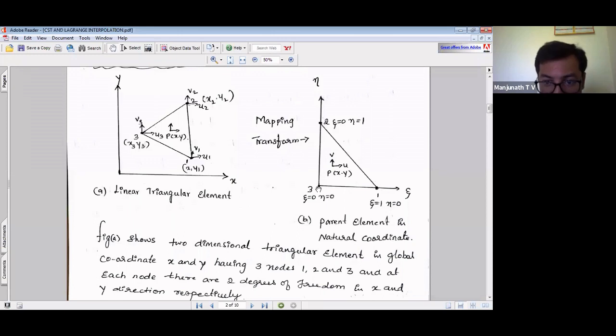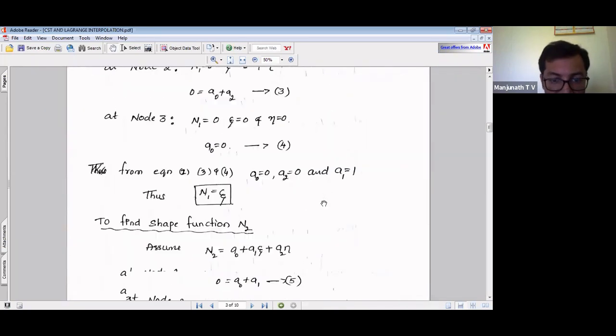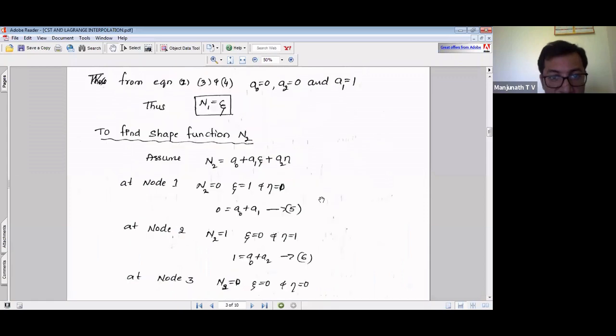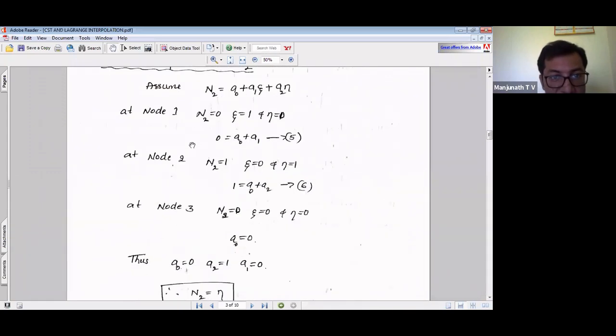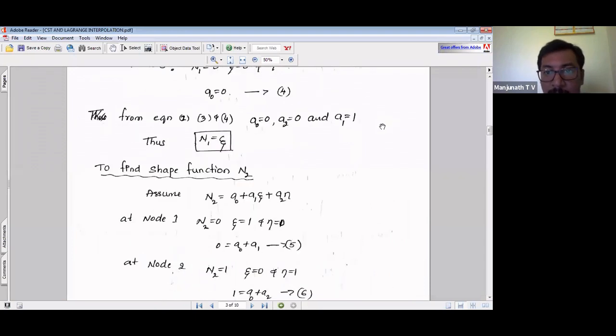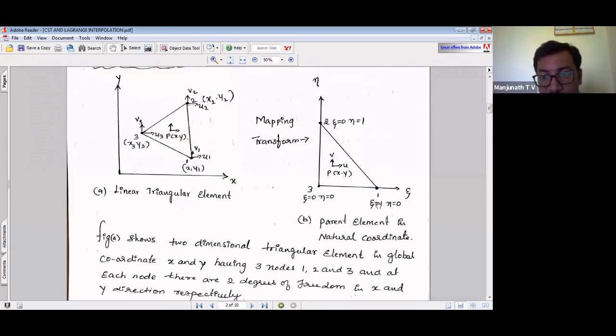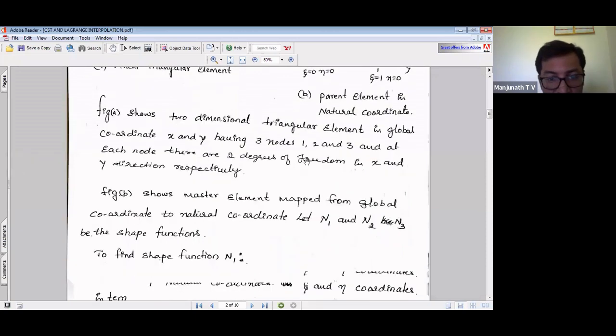Similarly, at node number 3, the N3 value we consider 1, and at the remaining nodes 1 and 2, the N3 value will be 0. In a similar way we are going to consider this. So just see here, at node number 1, the N2 value is 0; at node number 2, the N2 value will be 1; at node number 3, the N2 value will be 0. And the coordinate values are the same as what we have written here.